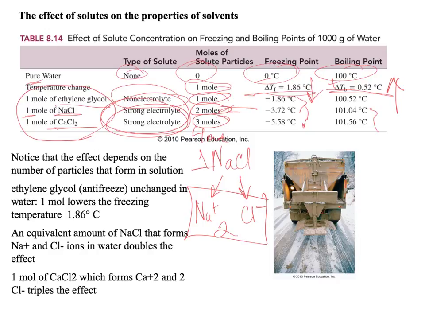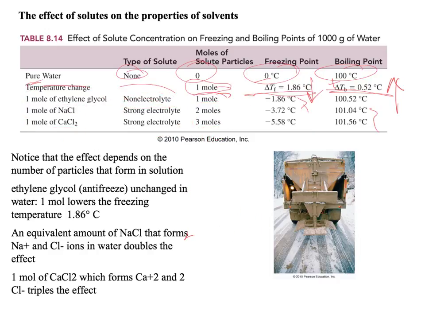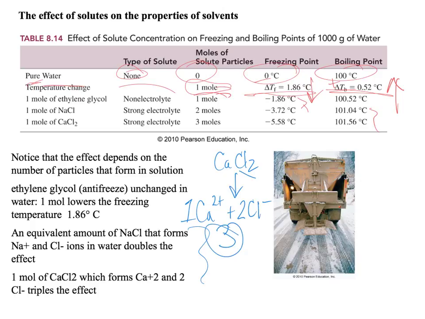Sorry, guys. Let me erase some of this. For calcium chloride, and I talk about all this down here as well, when you put it into water, you get one calcium ion and 2 chloride ions. So 1 plus 2, you get a total of 3 particles. 1 mole of calcium chloride, now you have 3. It has a tripling effect.